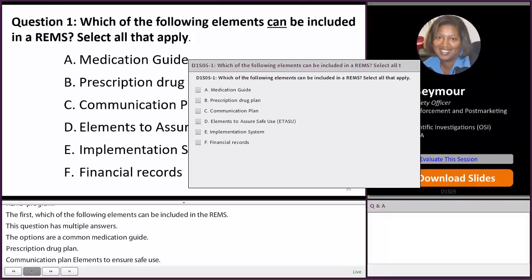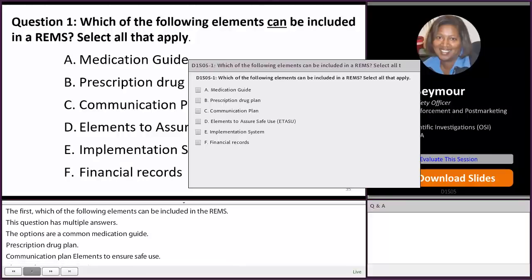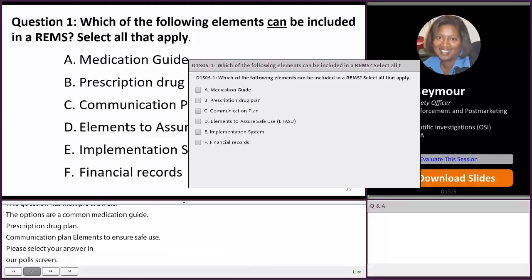Okay, so the correct answer is REMS. Some of the possible REMS elements are medication guide, communication plan, elements to assure safe use, and the implementation system.